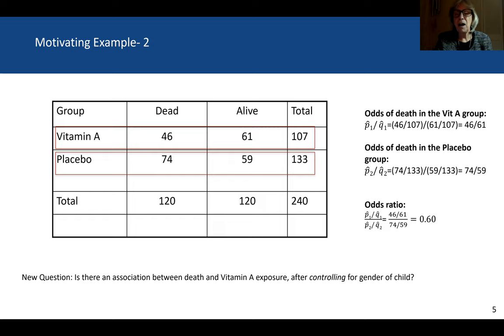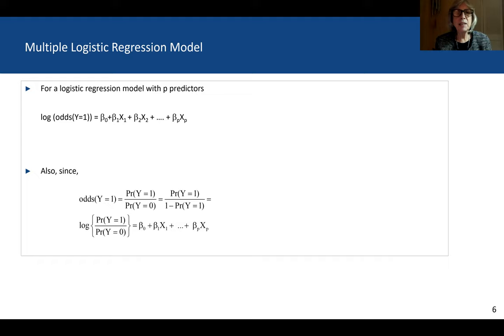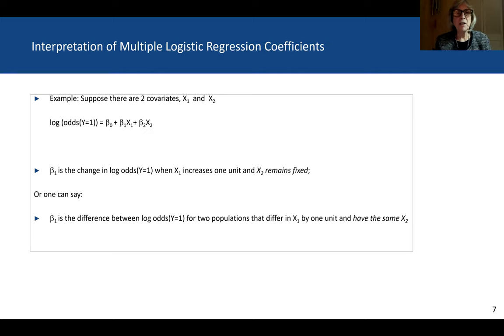So for this, we need a multiple logistic regression model that has P predictors. In this case, there will be just two predictors, vitamin A status and gender. And we would write the log odds model as a straight line relationship, beta naught plus beta one x1 all the way through beta P times xp. And again, P in this situation will be two covariates.